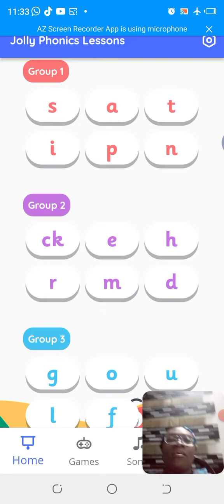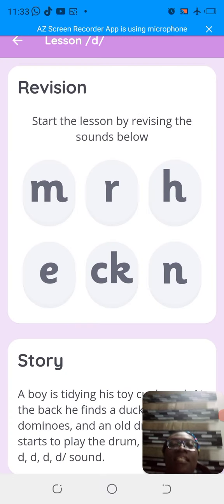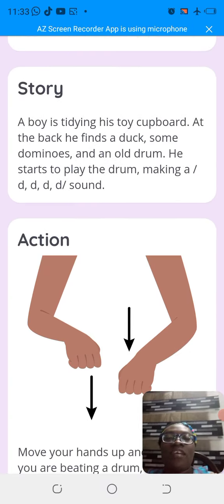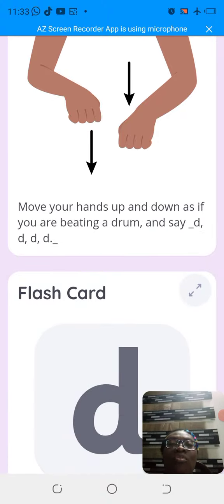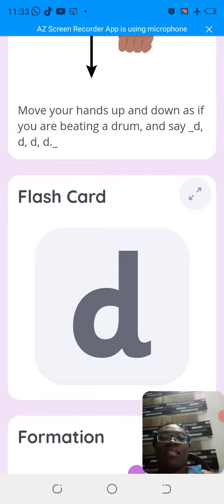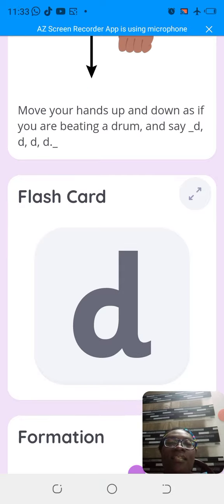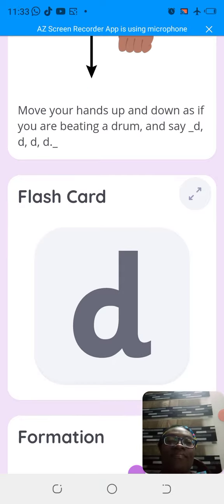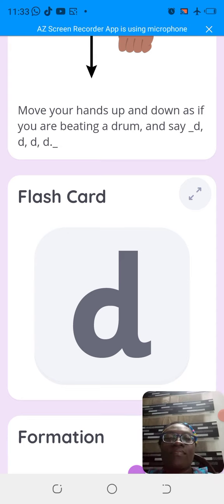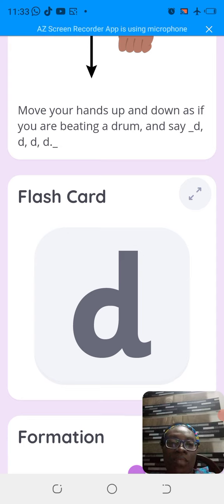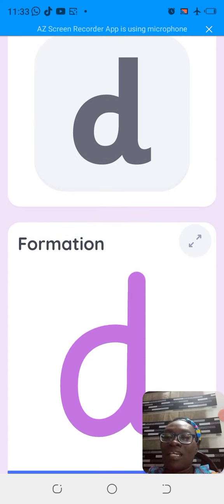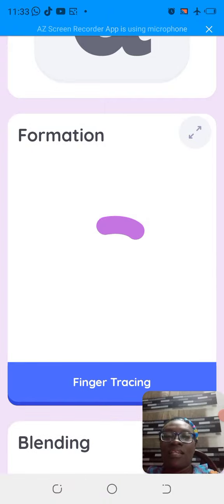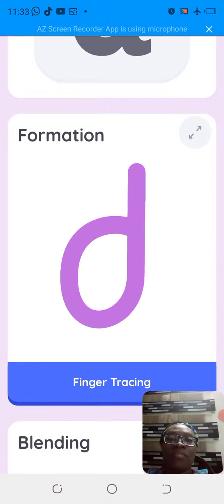The next sound is the sound that letter D makes. Very interesting letter. The action, you pretend as if you are drumming. D, D, D. You need to be very careful here not to pronounce another sound after D. Let's look at how letter D is formed.